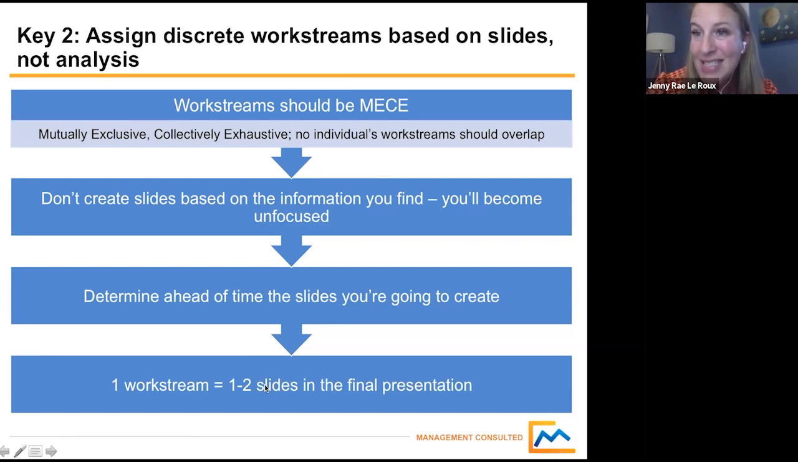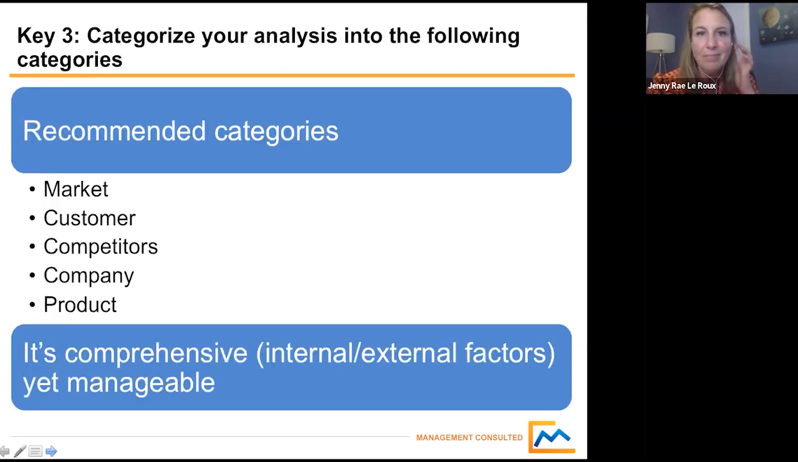So knowing how many slides, what their names are going to be, and what's actually going to be on the slide before you go and find the data, that's key number 2. And then making sure that each person gets a discrete work stream. That's the second part of that. Good. Questions?